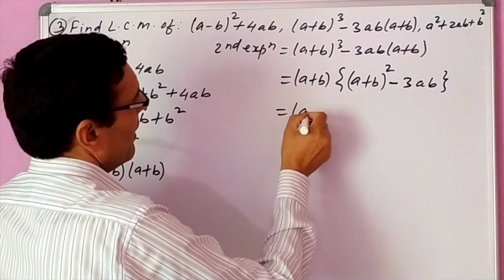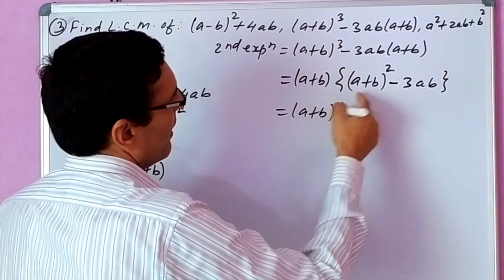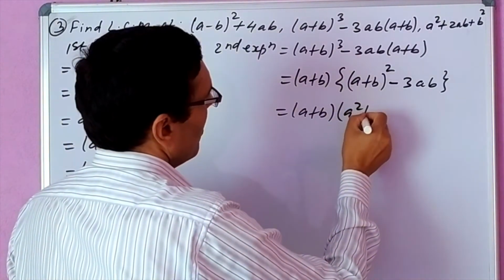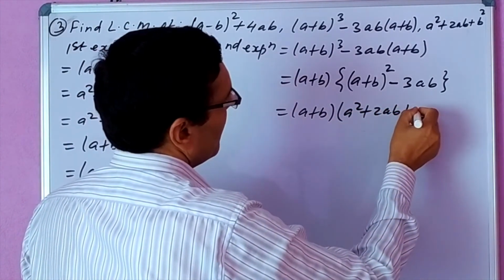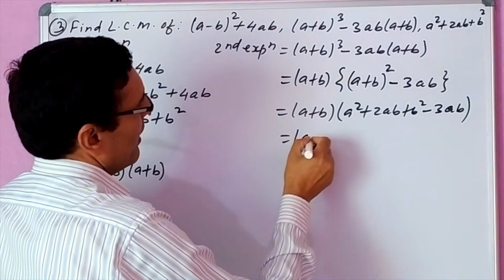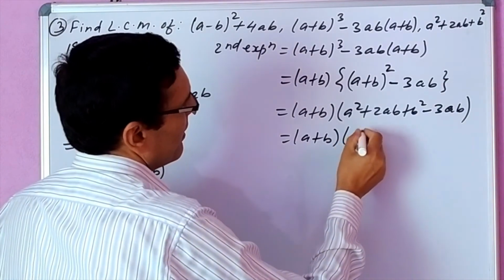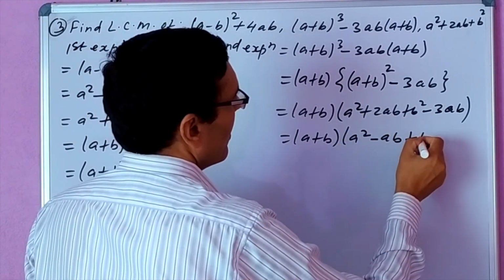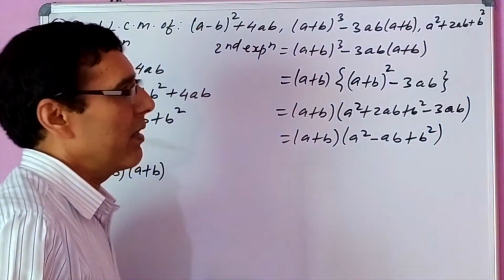So this is A plus B, and now here we expand by the formula A plus B whole square. A square plus 2AB plus B square minus 3AB. So it is A plus B times A square minus AB plus B square. It cannot be factorized further.